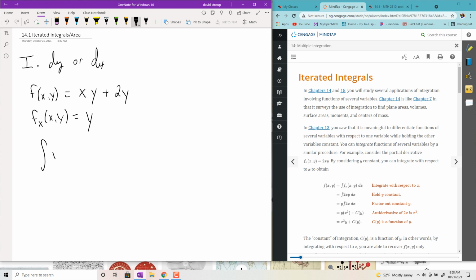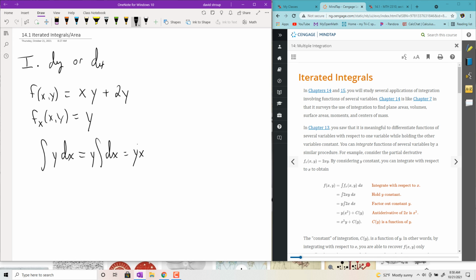So the integral of y with respect to x, you basically can treat y as a constant. You could even take it out of the integral altogether if you wish, and then it's just the integral of 1 dx, which of course is x. So you'd have yx.